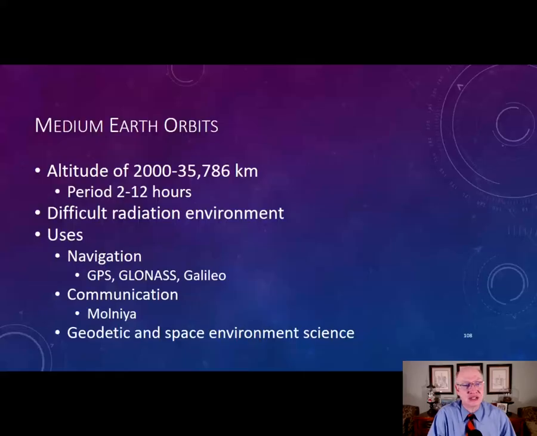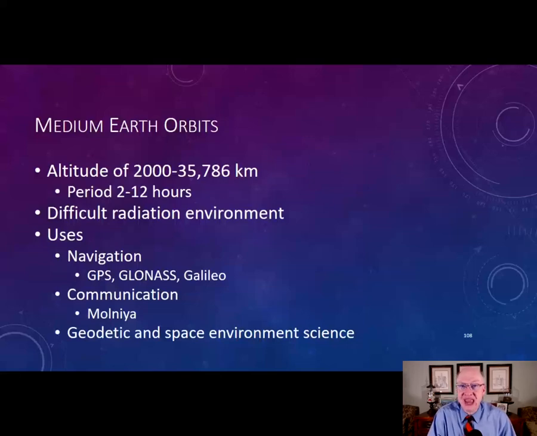The Russian system, which is similar to the U.S. global positioning system, is called GLONASS. And the Europeans have their own global positioning system called Galileo. And all of these satellites are located in mid-Earth, medium Earth orbits.